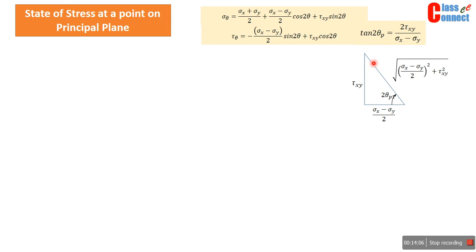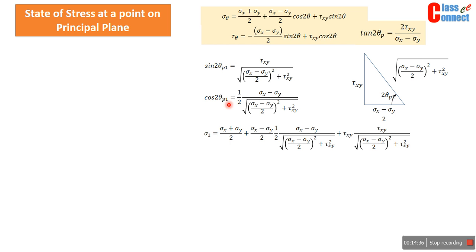So now let us use this tan 2 theta p in triangular form, that is the perpendicular upon hypotenuse, to get this particular triangle, and then we can write down sin 2 theta p and cos 2 theta p. We are using p1 to mark the first principal plane, and the second principal plane will be 90 degrees apart. So this is how we can get these values.